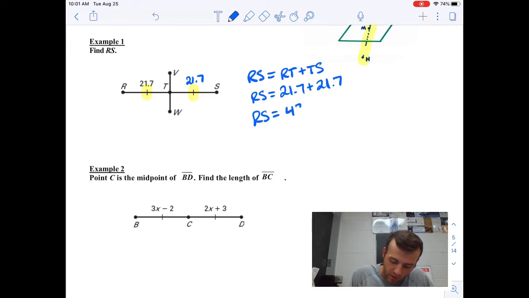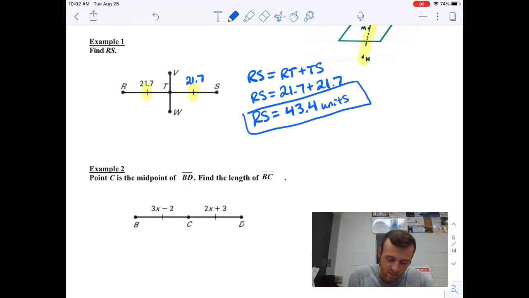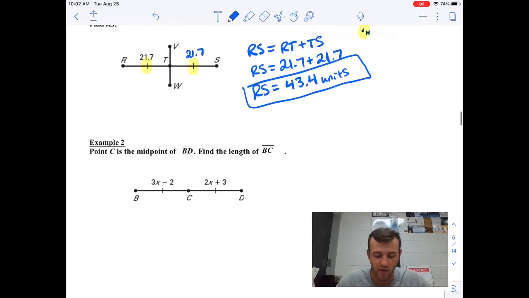We're getting 43.4. And right now, I'm not going to box in my answers because we're not done. And I want to point out one thing. We read this as the distance from R to S is equal to 43.4 units. Please do not forget your units. So yeah, using the idea of midpoint to find values.